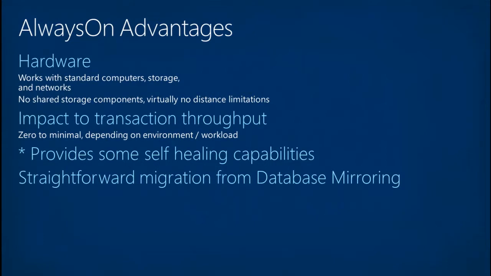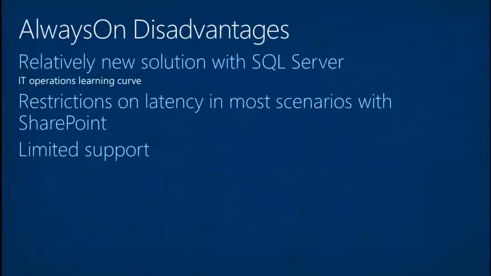Just like database mirroring, there is very limited impact to transactional throughput, depending on what you choose to implement, and it is a straightforward migration. Migration from database mirroring to Always On is a fairly easy transition. From a disadvantages perspective, there basically are none if you think about Always On.